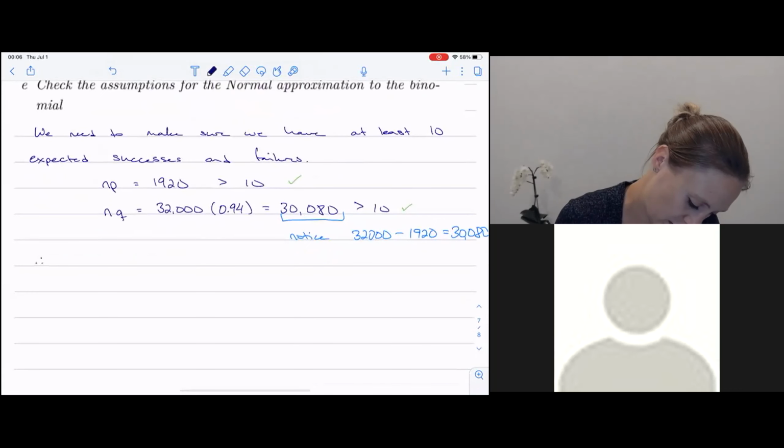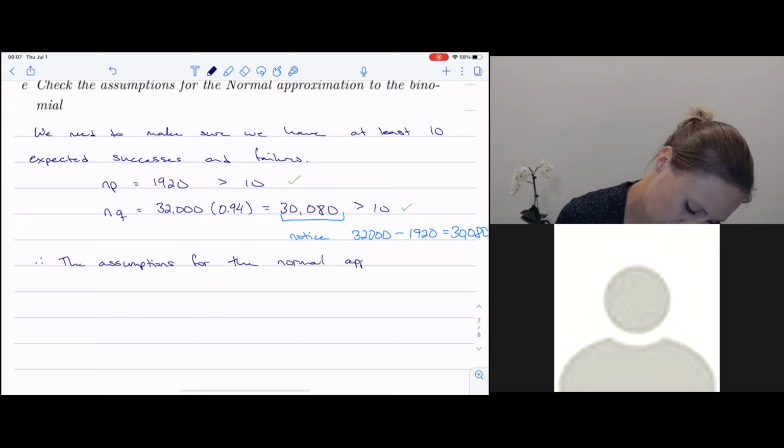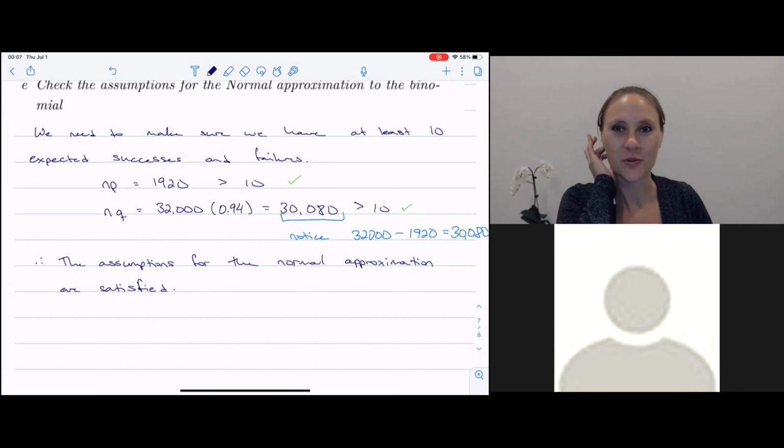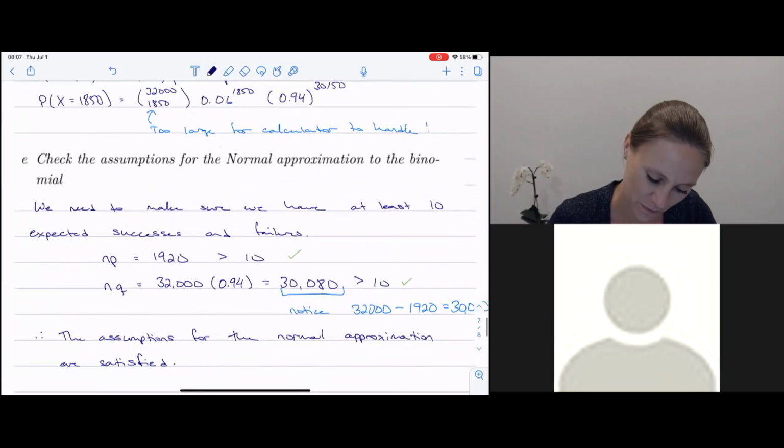So therefore, the assumptions for the normal approximation are satisfied. Yeah. So we haven't really seen what that means for us, but we're about to. Okay.